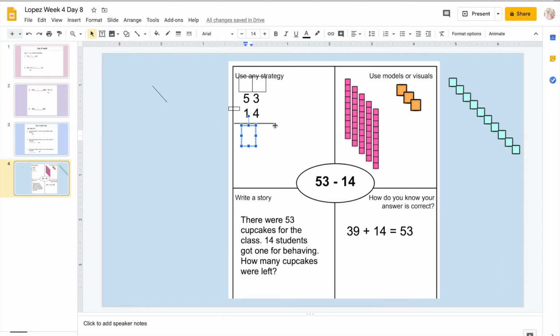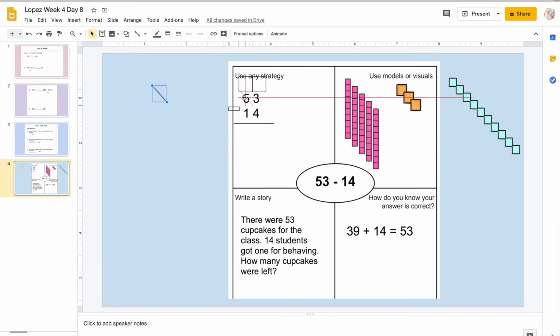If you have 3 of something, you cannot take 4 away from that because you do not have enough to give them. So we're going to need to regroup. We need to borrow from next door. So our 5 is going to become a 4.